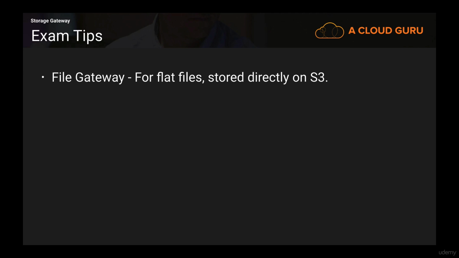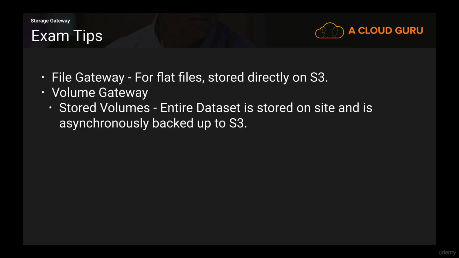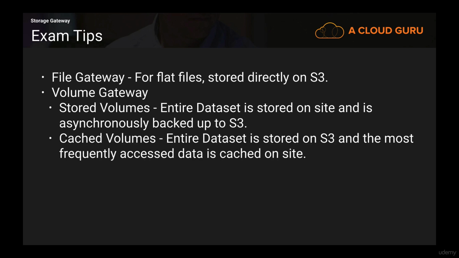What we're not talking about is operating systems and databases. For those, we need block-based storage. And so block-based storage is using a volume gateway, so it's using the iSCSI protocol. And volume gateways consist of two different volumes. So we've got our stored volumes, and that's the entire data set is stored on site and then is backed up to the cloud. And then we have cached volumes, and this is where the entire data set is actually stored in the cloud, and only the most frequently accessed data is kept on site.